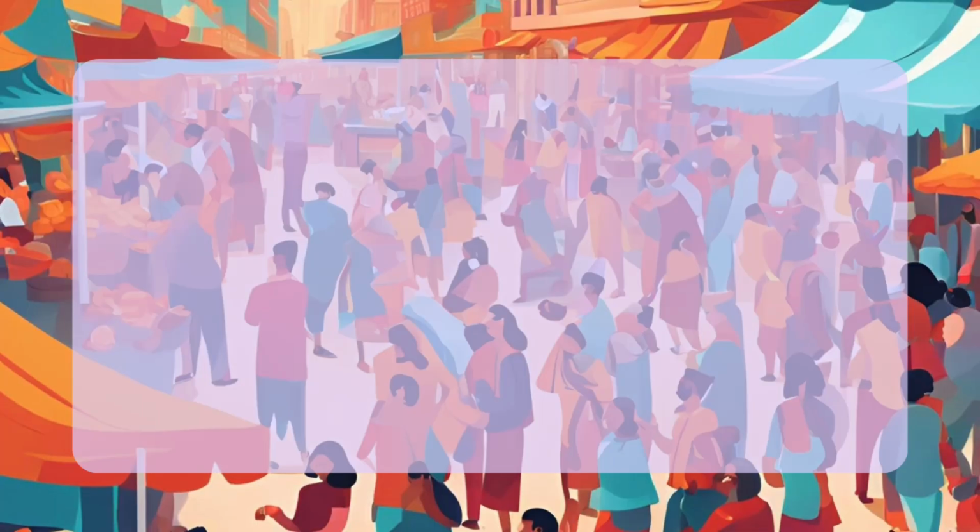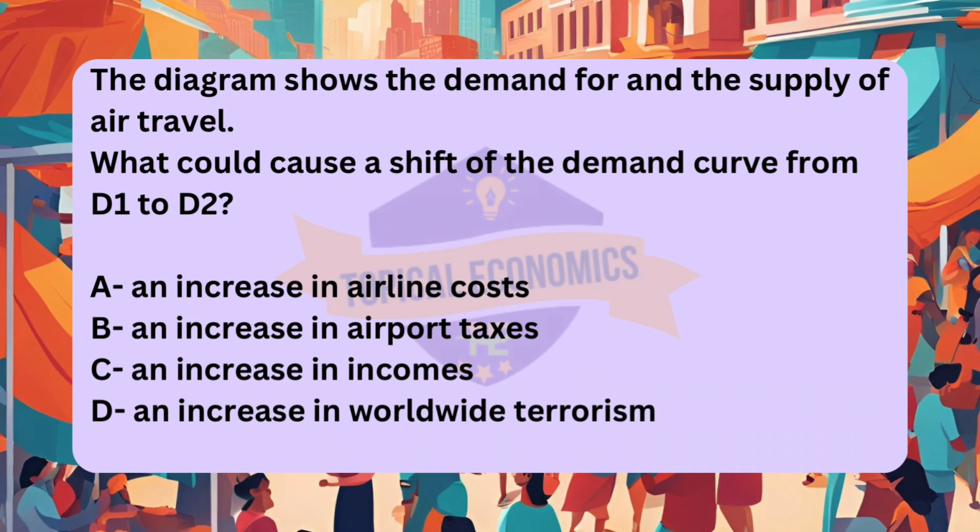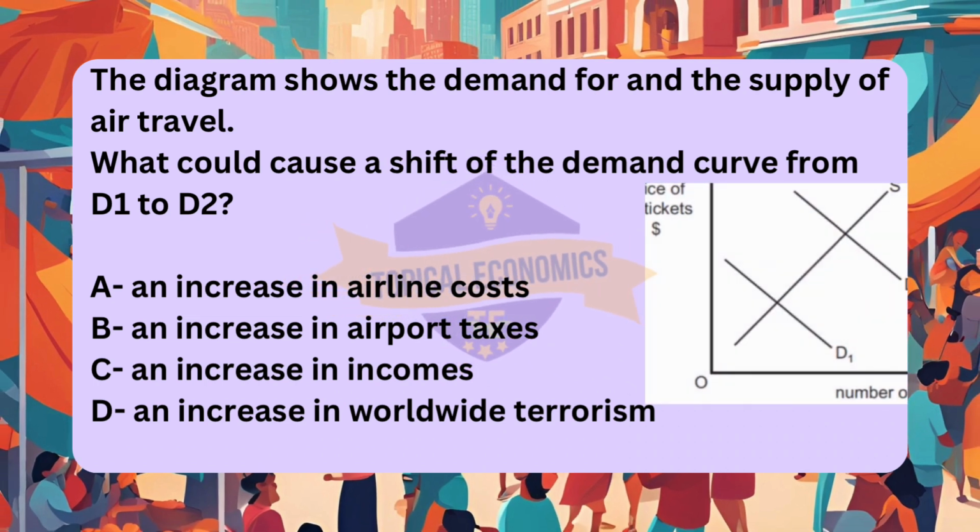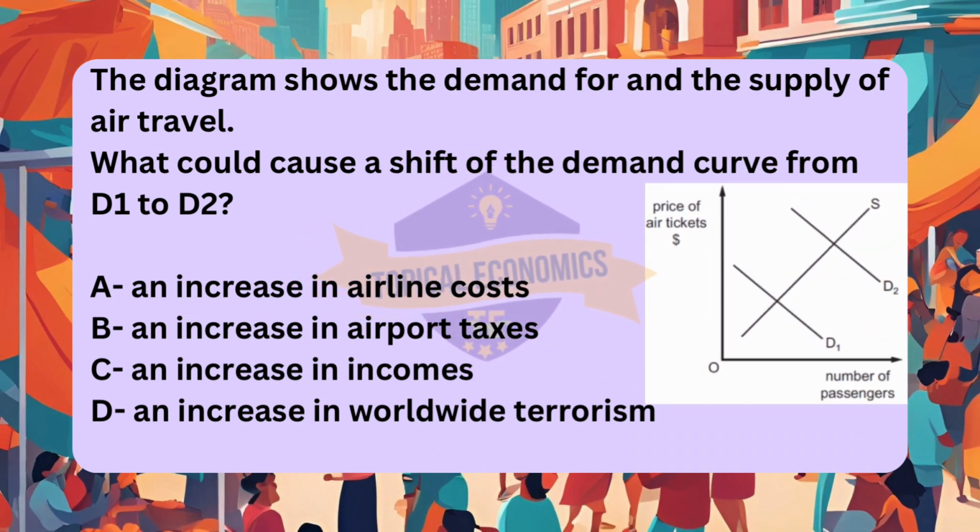Moving to question 6. The diagram shows the demand for and the supply of air travel. What could cause a shift of the demand curve from D1 to D2? A. An increase in airline costs. B. An increase in airport taxes. C. An increase in incomes. D. An increase in worldwide terrorism. This question is from year 2018 October, November, version 3. The correct answer for this question is option C.